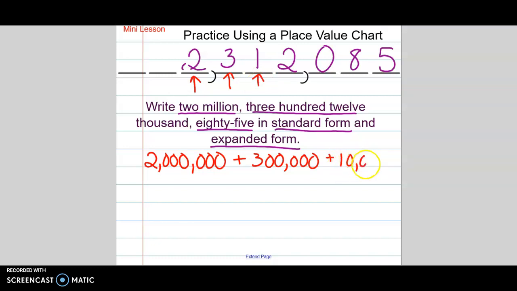So I have 10,000 plus the 2 is in the thousands place. That's 2,000. Plus the 8 is in my tens place, that's 80. And the 5 is in the ones place, so I have 5. And it doesn't have to be in that order. But that's typically how we would write it, going from your greatest value all the way down to the least value.